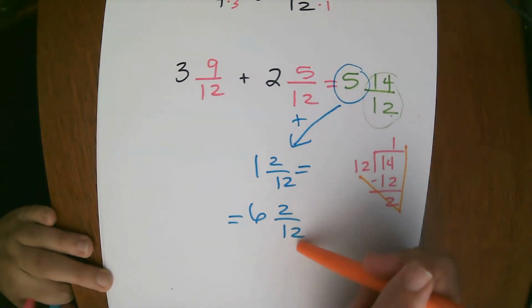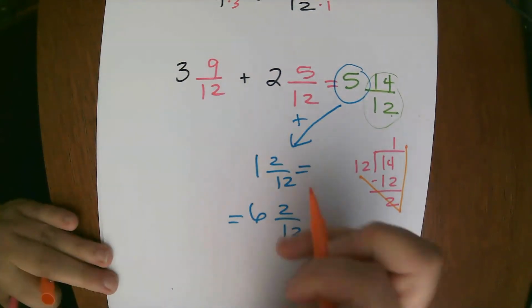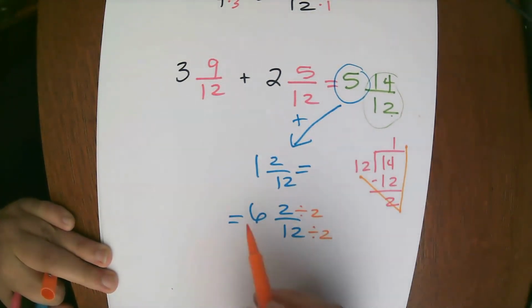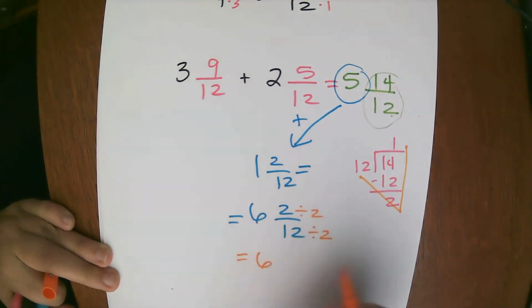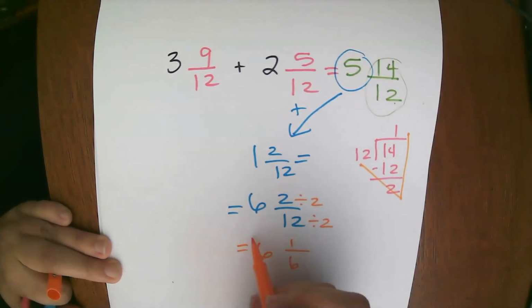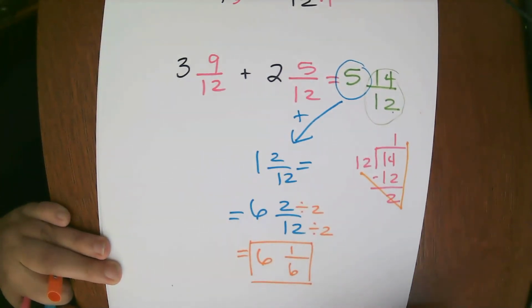Now, again, we need to ask, can we simplify this? We always kind of have to be asking this while we're solving fractions. And in this case, yeah, we can simplify 2/12, right? We can take both of these down, divide both by 2. So then this becomes 6. Whole number stays the same. 2 divided by 2 is 1. 12 divided by 2 is 6. 6 and 1/6 is your final answer.